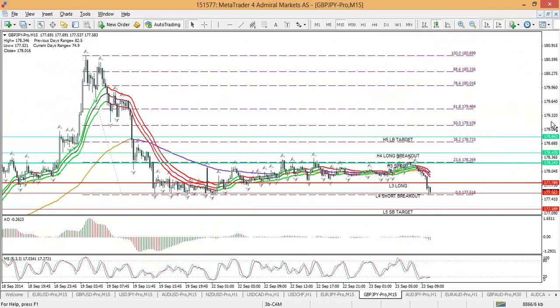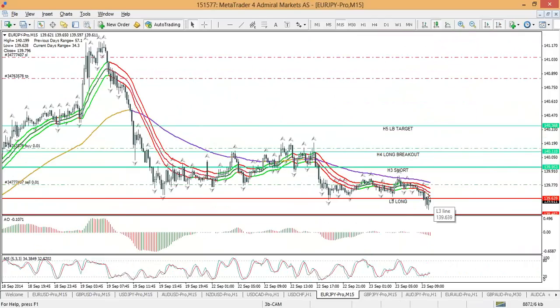Euro yen, yes, indeed, exactly the same actually as the pound yen. Looks like a short right now, because its moving averages are bearish and its price is breaking below the L3, with fractals hitting the L3. So to me, this looks like a good short zone.